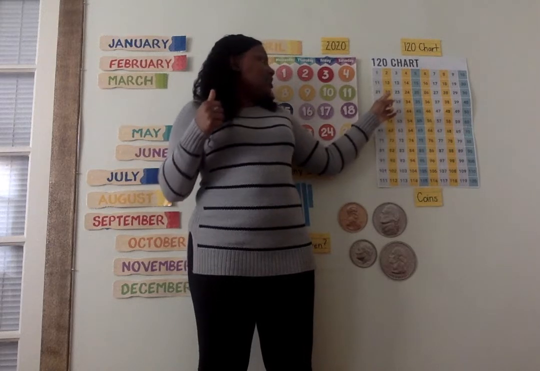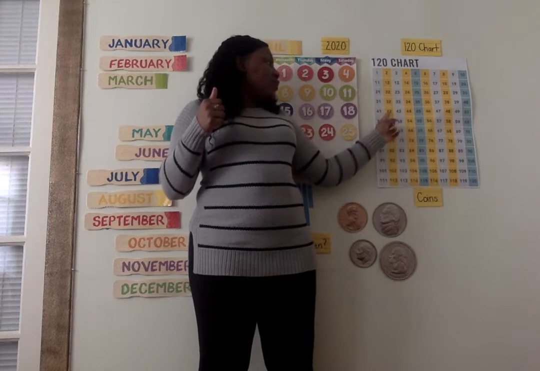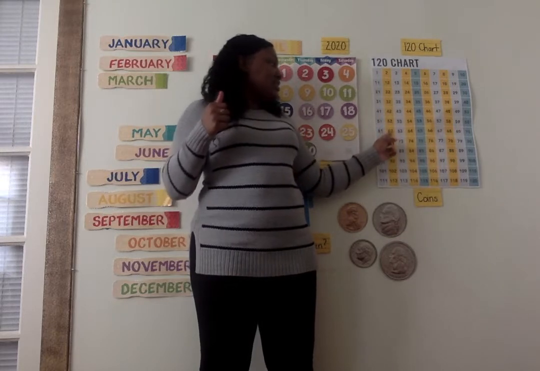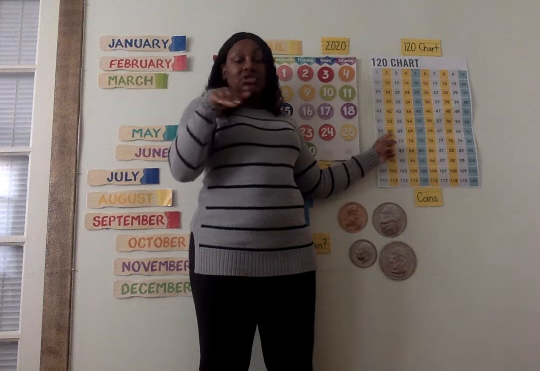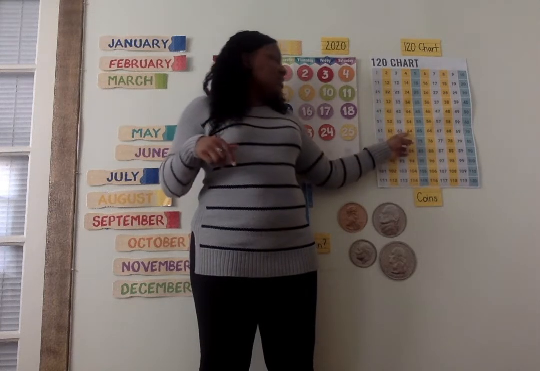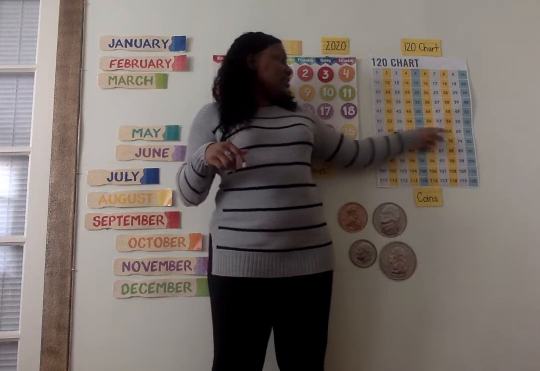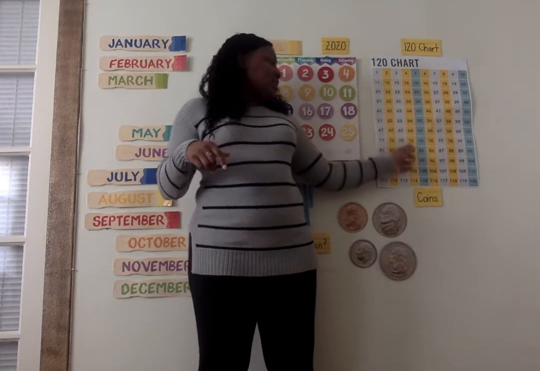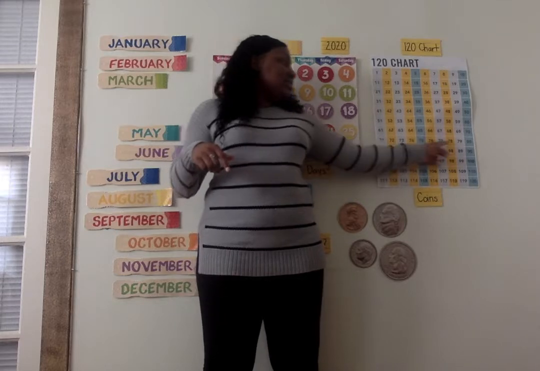Switch. Count up by tens. 22, 32, 42, 52, 62. Stop. Switch. Count up by twos. 62, 64, 66, 68, 70, 72, 74, 76, 78, 80.